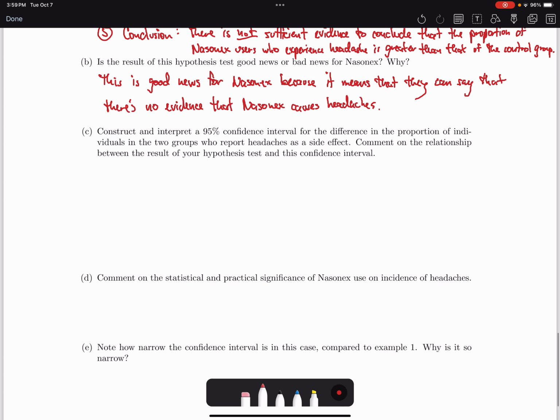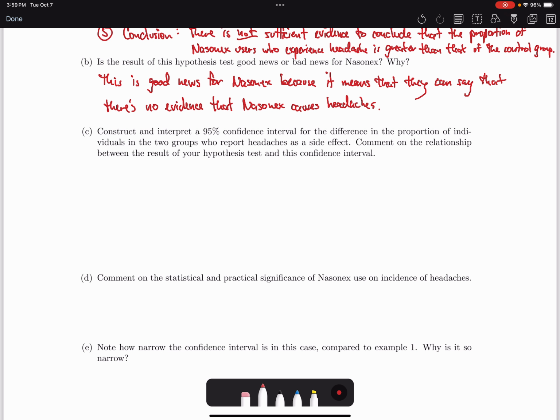Part C, construct and interpret a 95% confidence interval for the difference in the proportion of individuals in the two groups who report headaches as a side effect. Comment on the relationship between the result of your hypothesis test and this confidence interval. Okay, well, go ahead and give it a pause. See if you can do the construction and the interpretation. And then we'll talk about the relationship between the confidence interval and the hypothesis test together. But I want you to at least try to construct the interval and interpret the interval on your own.